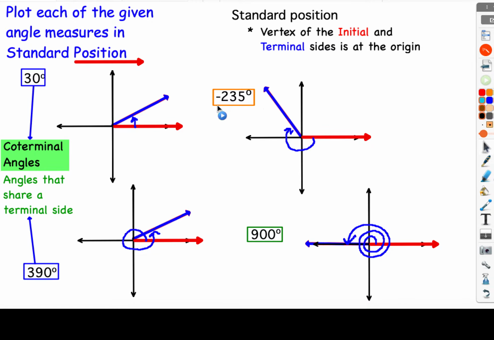Now, also, if you have a negative angle, just remember that you're going to go clockwise. Note the other two angles here, we went counterclockwise. A negative angle, we would go clockwise from the positive x-axis. So I'm going down into quadrant 4 and looping around that way.